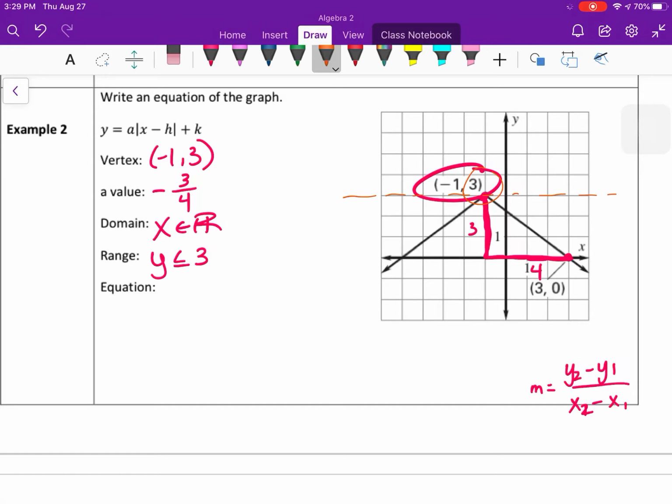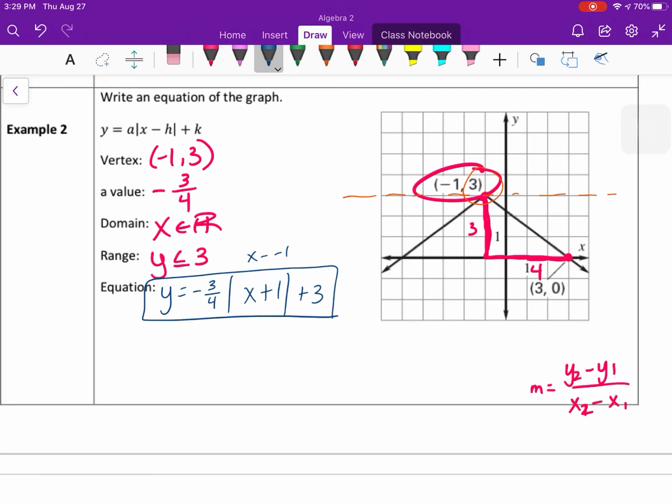So our final answer for the equation would be Y equals negative 3/4, absolute value, X minus H, so X minus negative 1, is actually going to be X plus 1, and then plus K. So just like when you graphed it, and you took the vertex out, the H value came out as opposite. So when you put it back in, it goes in as opposite as well.